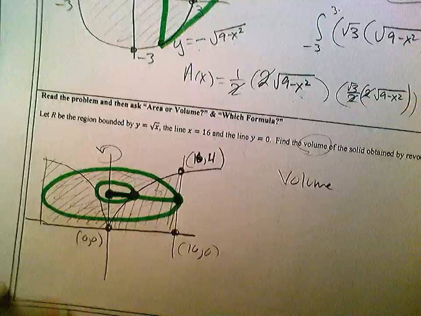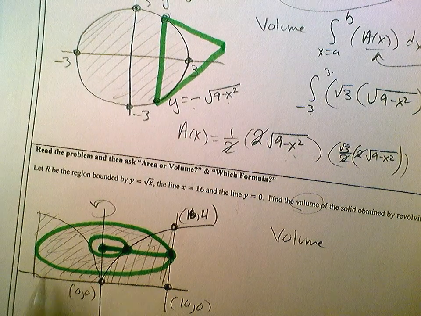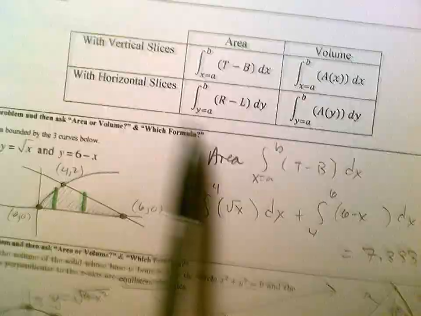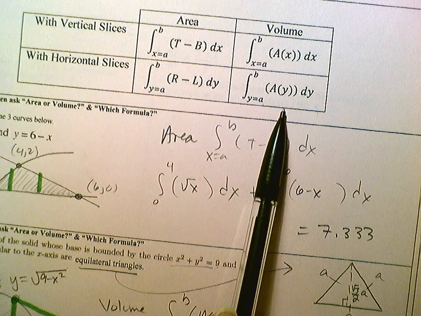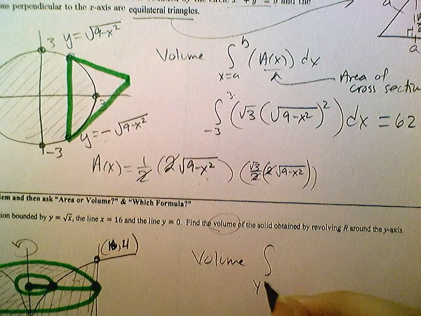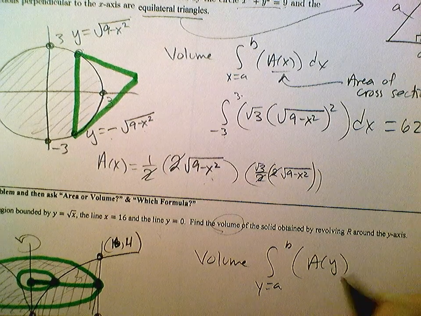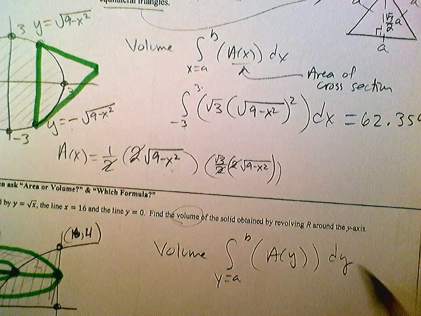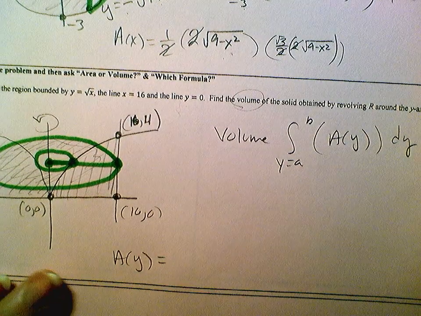Okay, so the volume, which volume formula are we going to use? Well, these slices, guys, all of the slices are horizontal slices. They're perpendicular, or they intersect the y-axis, so we'll be doing everything in terms of y. So the volume is going to be this formula: the integral from y equals a to b of the area in terms of y of a cross-section, dy. So I've got to find the area in terms of y.